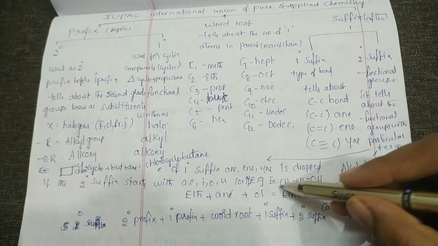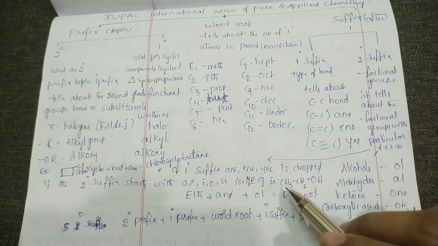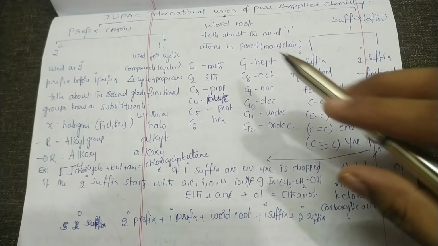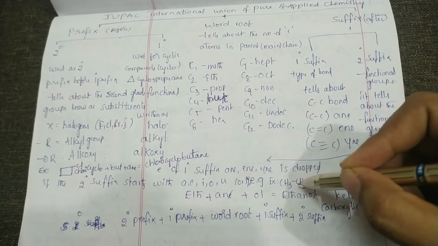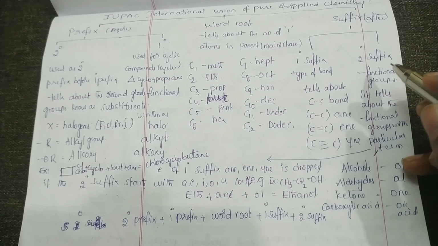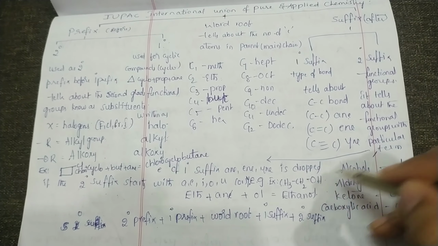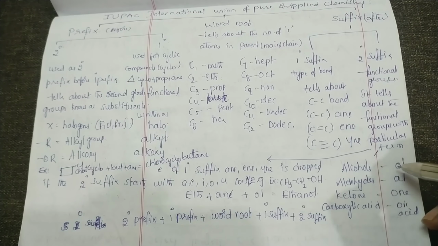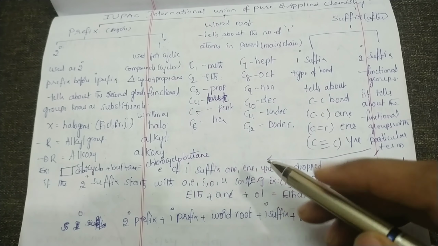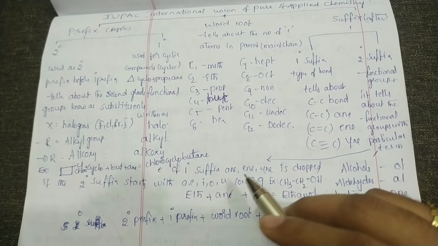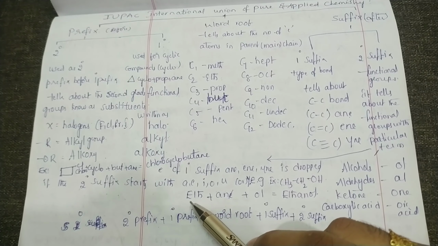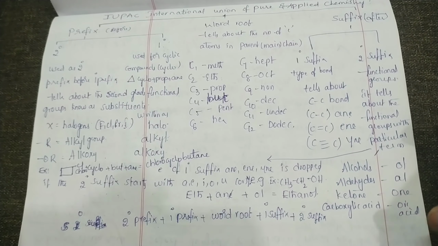For example, take one organic compound. In this, how many carbon atoms are present? 2 carbon atoms. 2 means eth. A single bond means ane. Here, what is the secondary suffix? The secondary suffix is alcohol, that means ol. Drop this e because the secondary suffix starts with o. Then we write ethanol.